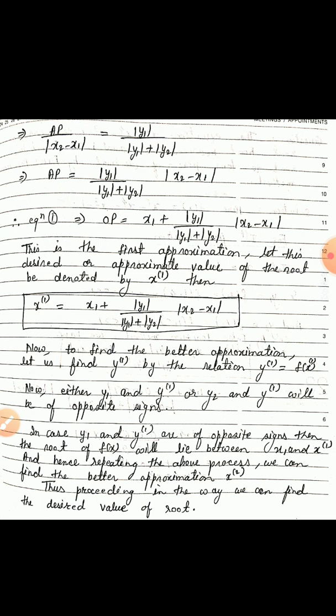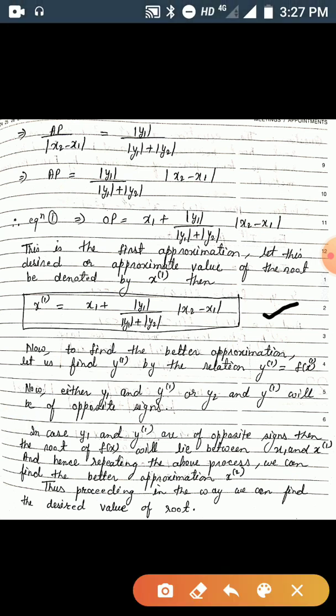So either y1 and y^(1), or y2 and y^(1), will be of opposite sign. In case y1 and y^(1) are of opposite signs, then the root of f(x) will lie between x1 and x^(1). And hence, repeating the above process, we can find a better approximation by using the same formula. We just have to write x^(2) in place of x^(1), and the right hand side values are the same.